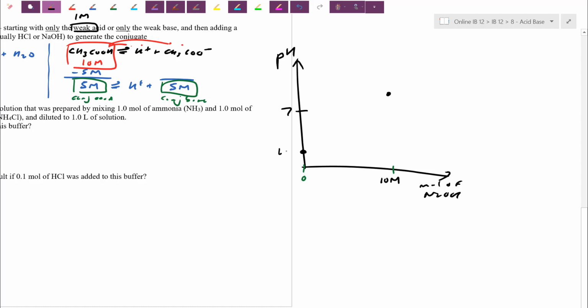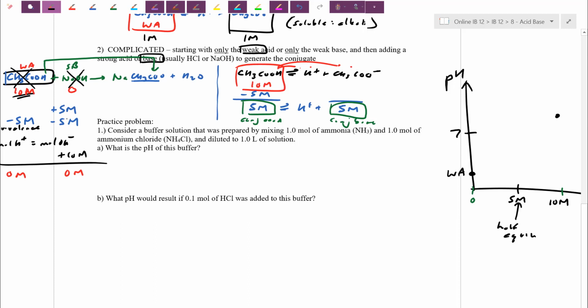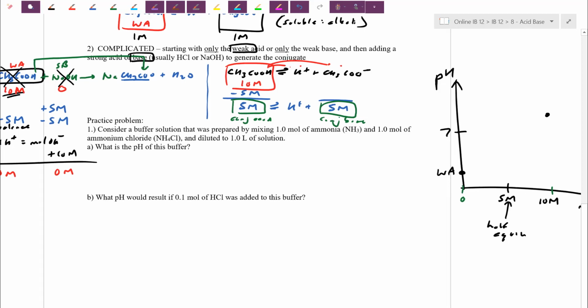We start off just having the weak acid. As you steadily add base, I would expect the pH to steadily climb. We're going to hit a point. This point here is called the half equivalence point. At half equivalence, we would have added 5 molar worth of NaOH. At that point, the NaOH would have canceled out. We've pulled down the 10 molar, and now we only have 5 molar of the acid left. We've also produced 5 molar of the conjugate.